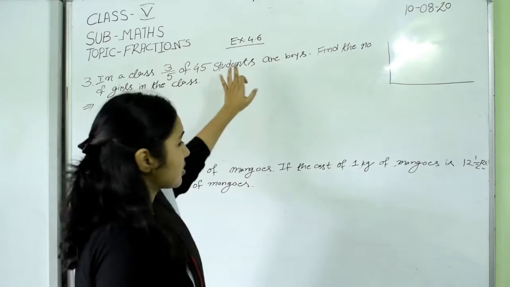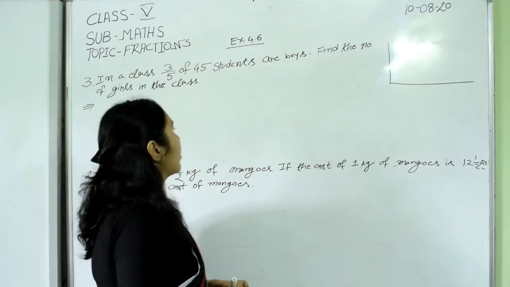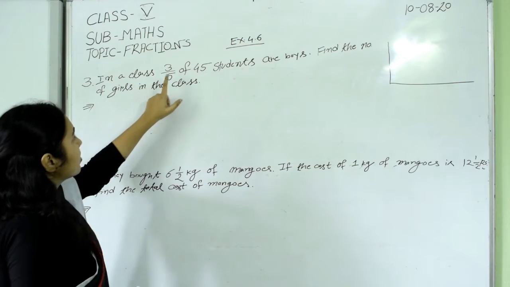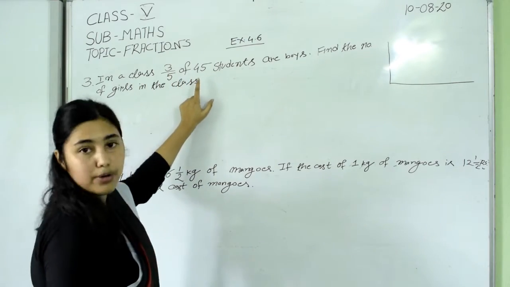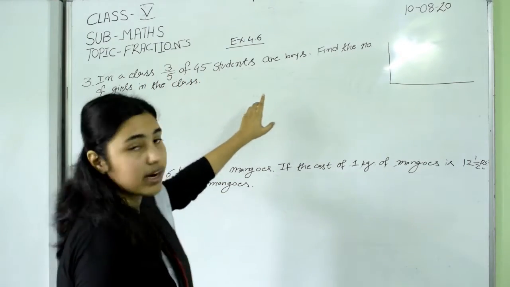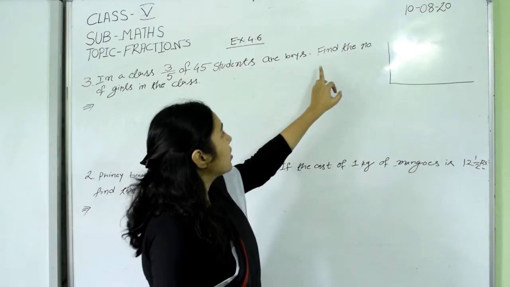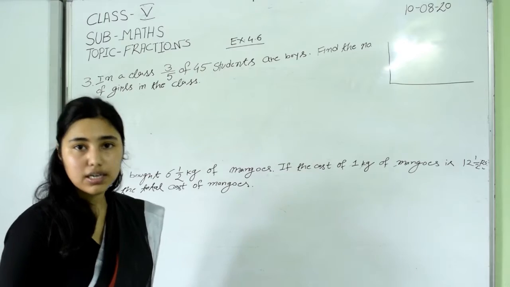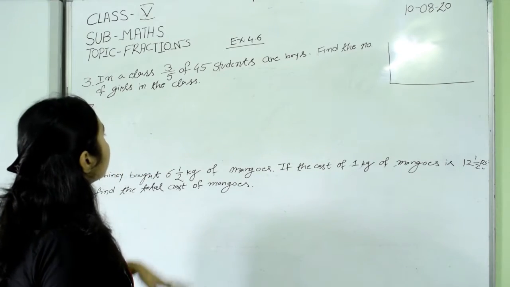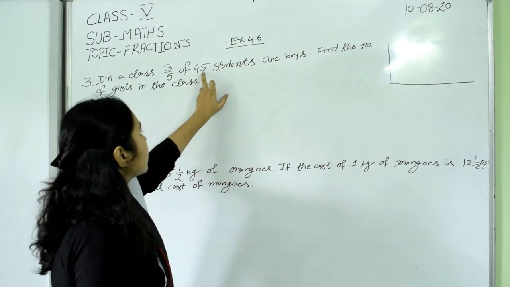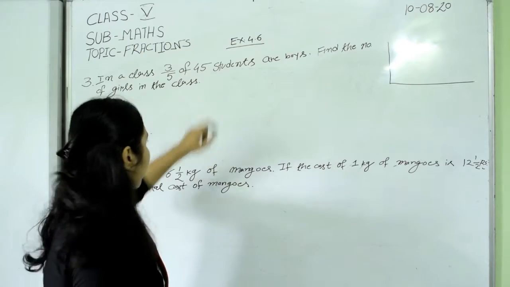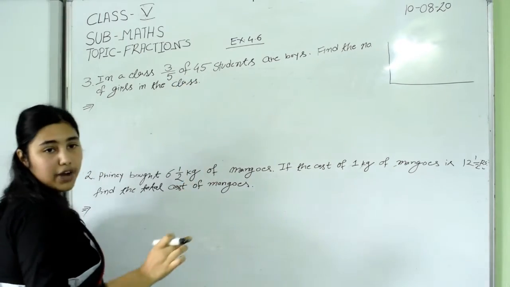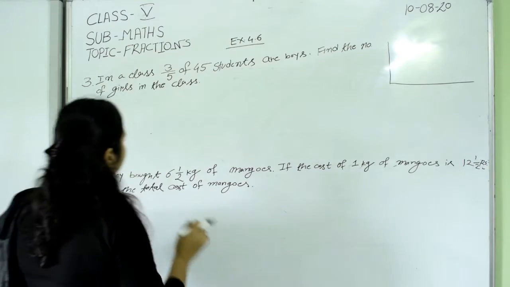So come to exercise 4.6. Here question number 3. In a class, 3 by 5 of 45 students are boys. Now find the number of girls in the class. So here the total number of students is 45. Okay. And 3 by 5 of 45 students are boys.